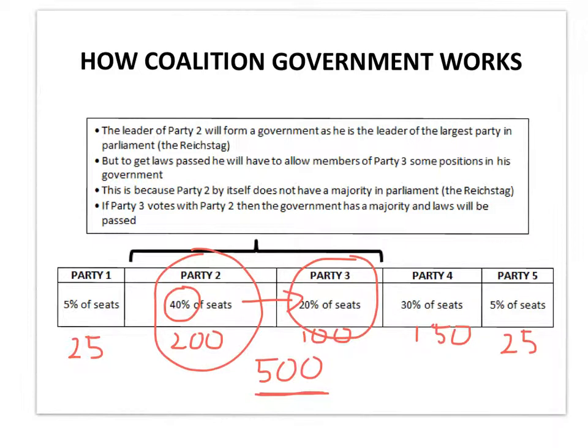And so the government will be a combination of members of Party 2 and Party 3. And that's what we call a coalition government. It's a government that consists of more than one party. It's a very, very, very fair system. This system of proportional representation.